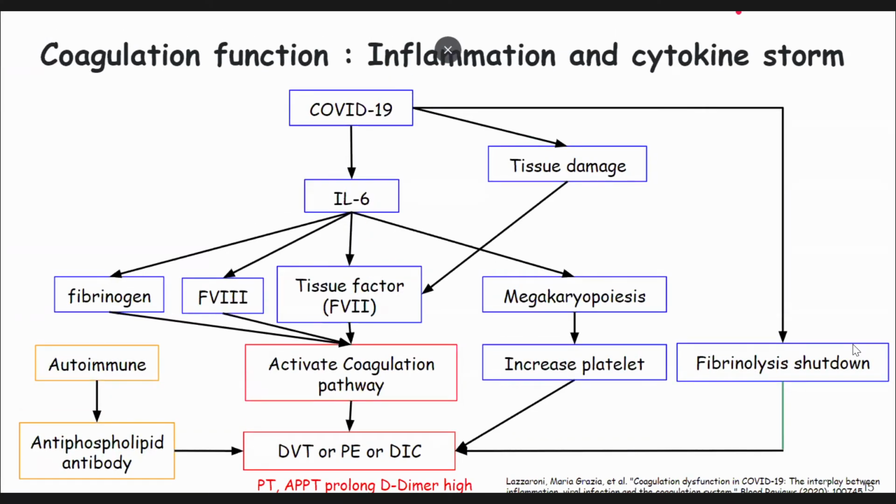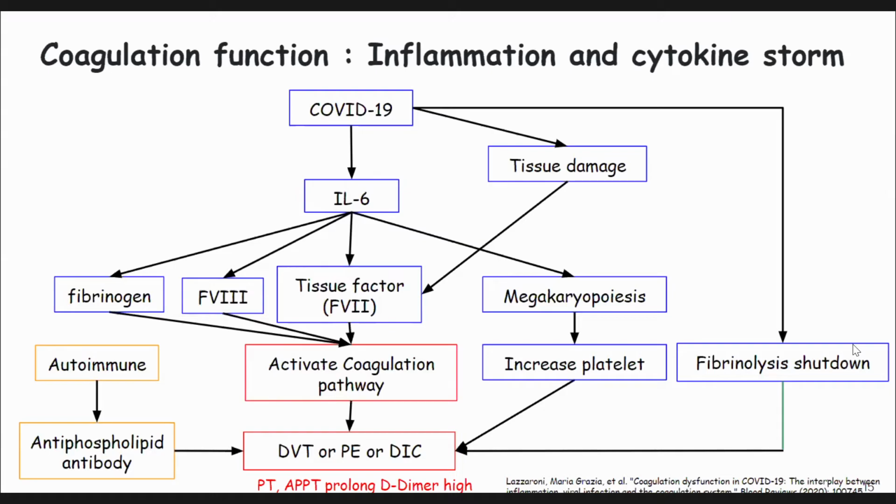For the next, I will try to link COVID-19 to the cytokine storm. Patients with COVID-19 can present with a cytokine storm, especially interleukin-6, which is predominant in COVID-19. It also causes activation of the coagulation pathway by increasing the amount of coagulation factors. This leads to a hypercoagulable state. In severe cases, this can result in pulmonary embolism or DIC.